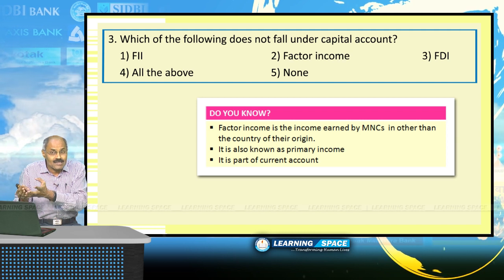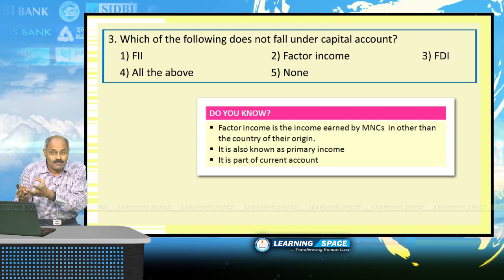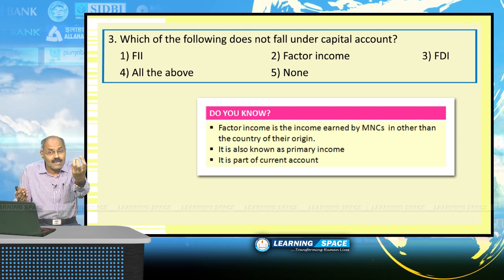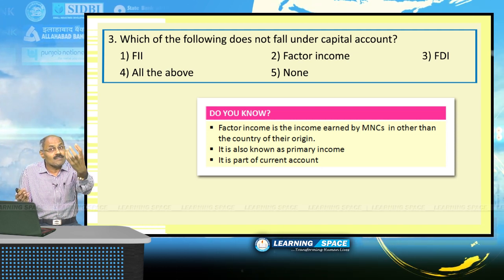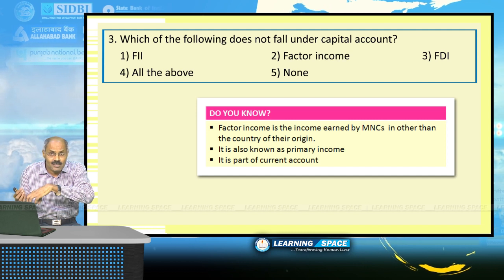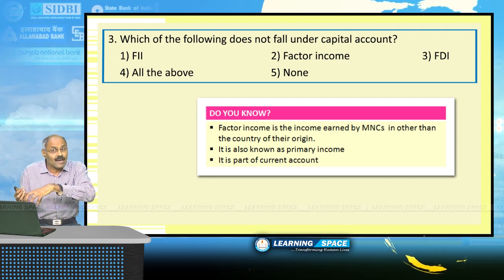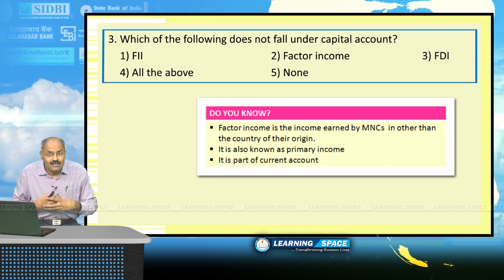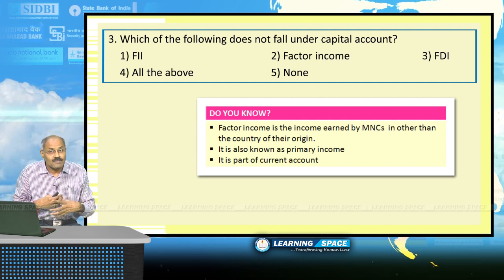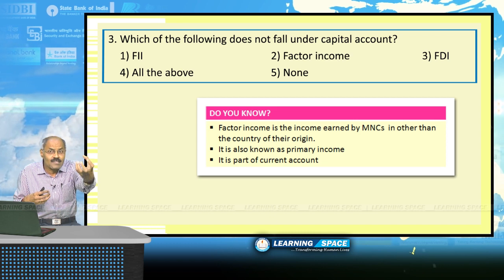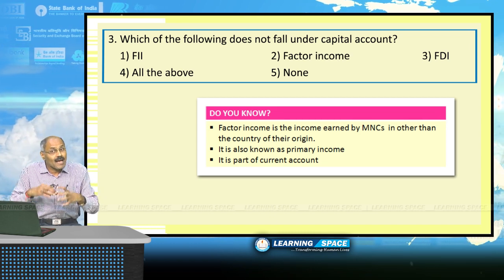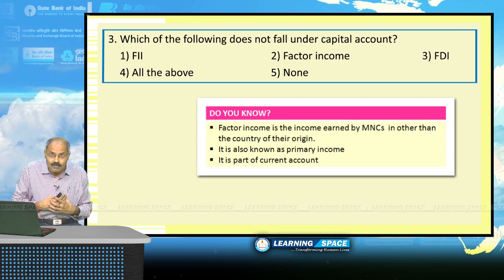Capital account looks at ownership. If some foreign entity, some foreign portfolio investor, is investing money in our stock market, that means they are getting ownership of our companies. They are getting ownership to that extent.